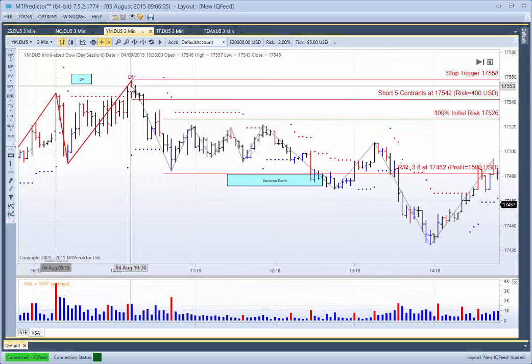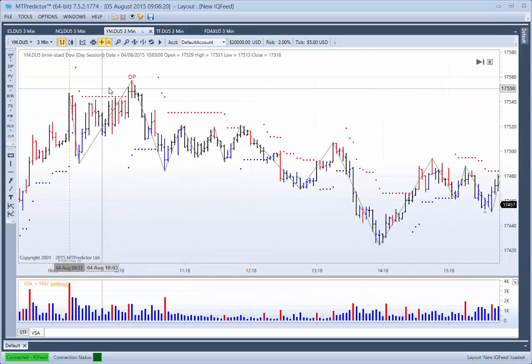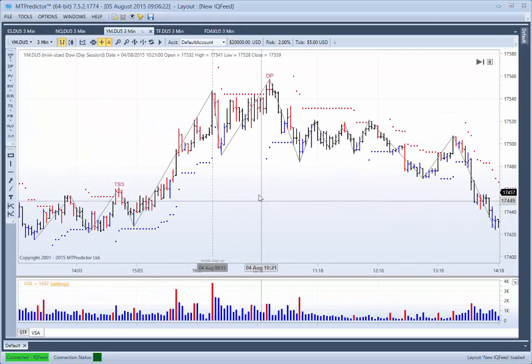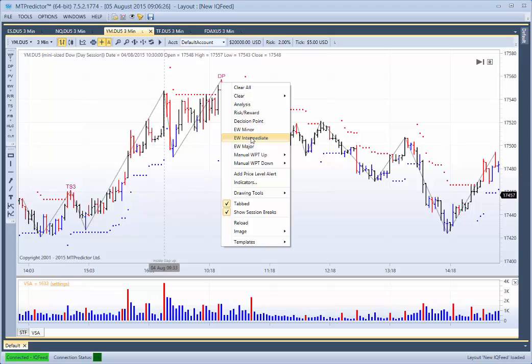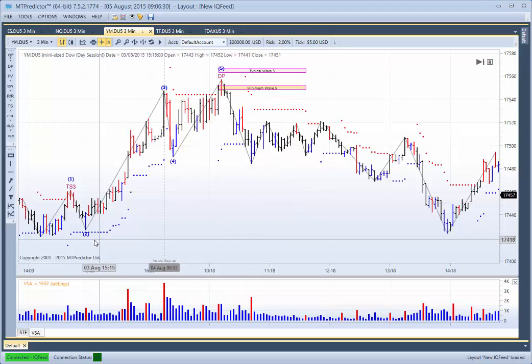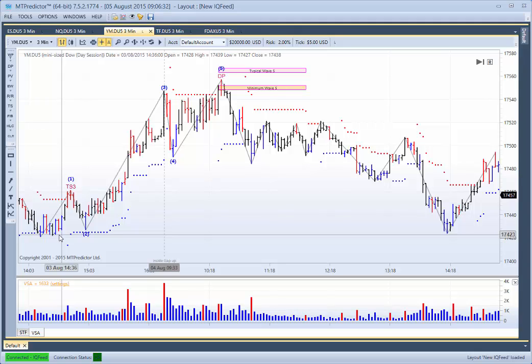Shorting off the bar of the high of the day is always good for a day trader, but also when you can make a profit of 3.8 times greater than initial risk. So that was the first reason why that DP sell was a good trade, because it was also a VSA trade. If I clear everything off and zoom out a little bit further, and I right mouse click and do our edit wave intermediate, which is one of our other tools in our software, you can also see that this was the end of a 5-wave sequence.